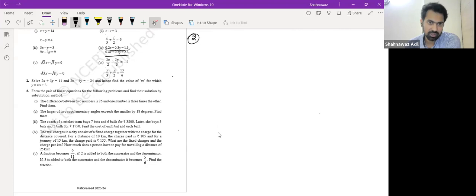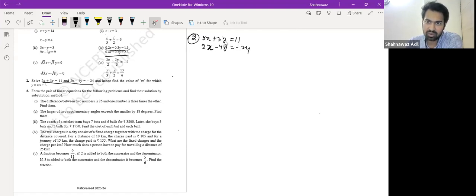Yes, Tejasvi, are you here? Yes, I'm here. Yeah, so let us solve this problem. 2x plus 3y is 11, and 2x minus 4y is minus 24. So what I will do is that I will first do it with the substitution method and then the elimination method, so you guys can understand the two methods simultaneously.